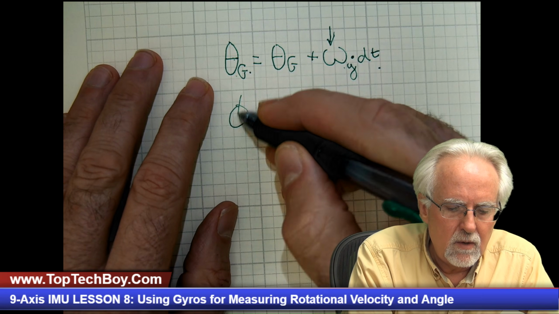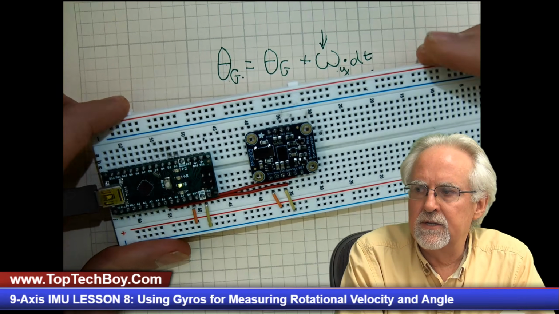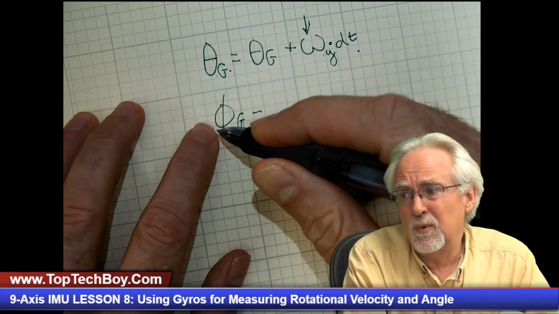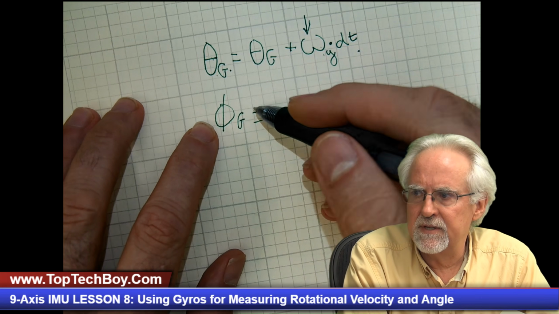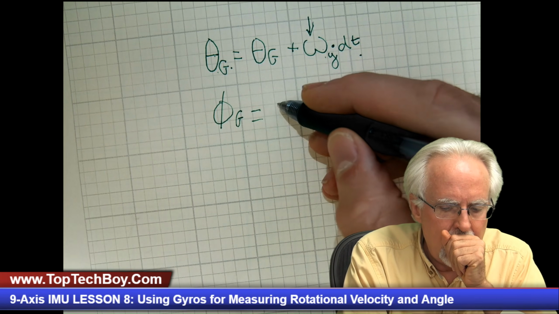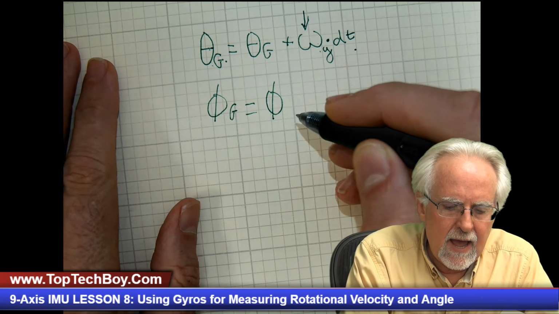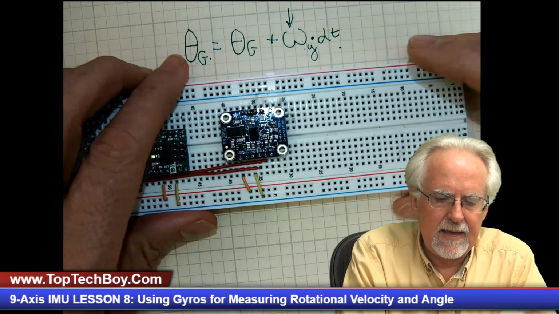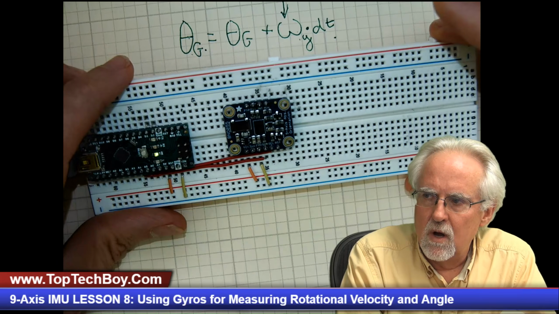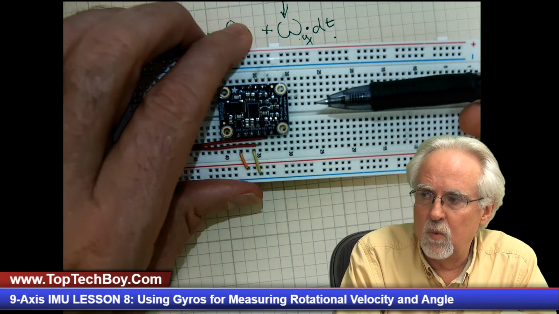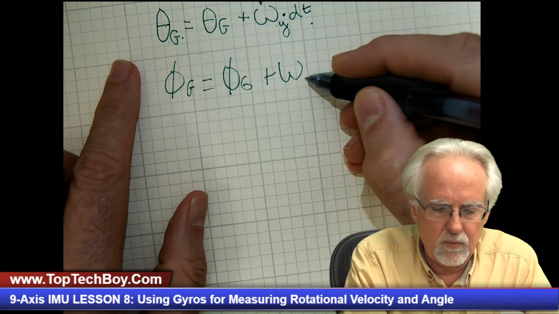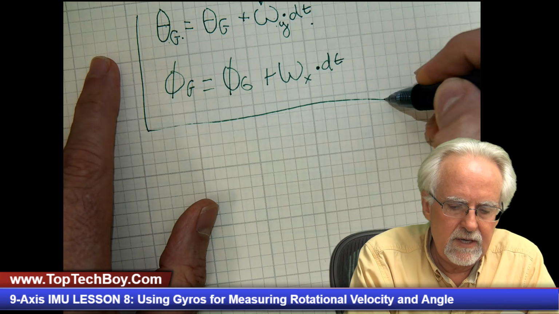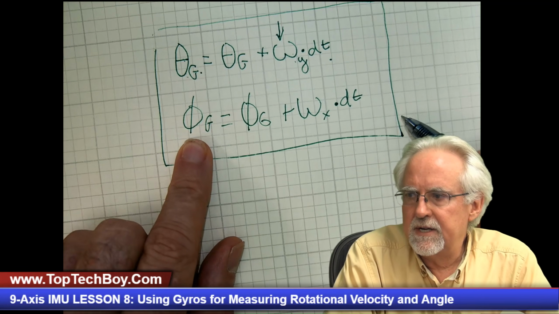What else do we want? We want phi, and phi is the roll. What would the phi from the gyro be? Remember, we already calculated phi from the accelerometer, but this is a new way to do it. Phi from the gyro is equal to whatever we were at before from the gyro plus omega. Roll is rotating around what axis? Around the x-axis, so it would be omega x times the change in time.